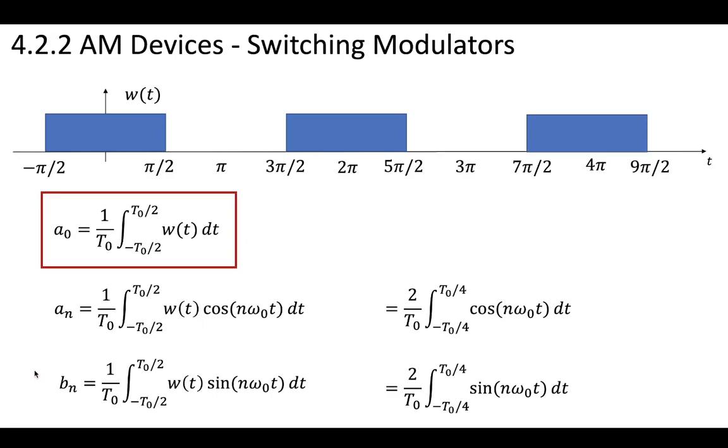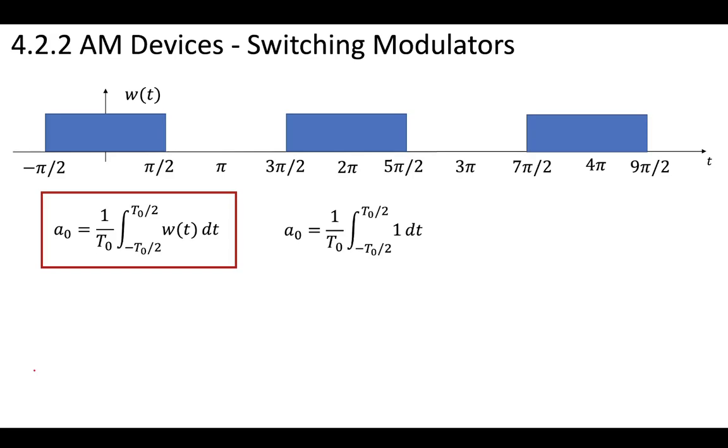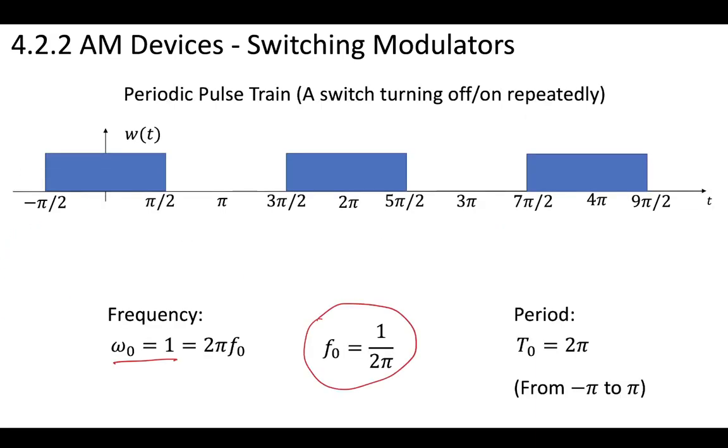Let's start with this one, A naught. We can see that our value of w of t is 1 when it's on, and 0 when it's off. So we're going to substitute with 1. And instead of integrating from minus half a period to half a period, we're going to integrate from minus a quarter period to a quarter period. That equates to minus pi over 2 to pi over 2, because if we look all the way back here, our full period is 2 pi.